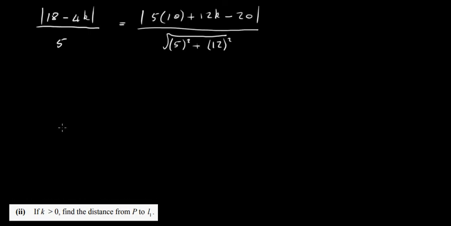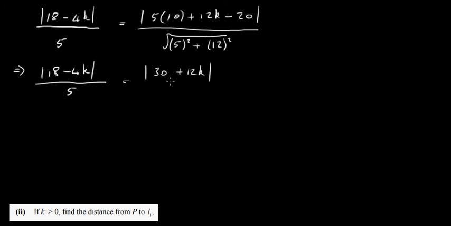Okay, so let's see, what can we do here? Well, let's just tidy this up a little bit first. We have the modulus of 18 minus 4k up here. We have 5 down here, so that's okay. Over here we have 5 times 50, minus 20, so that's just 30 here, plus 12k.